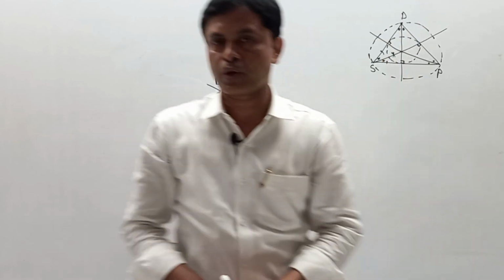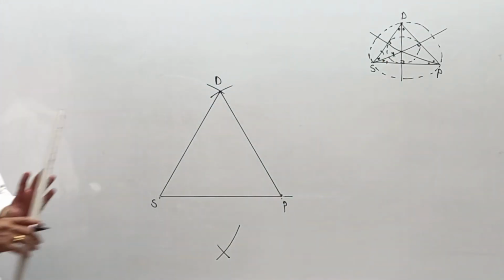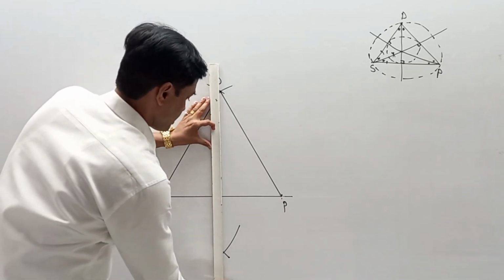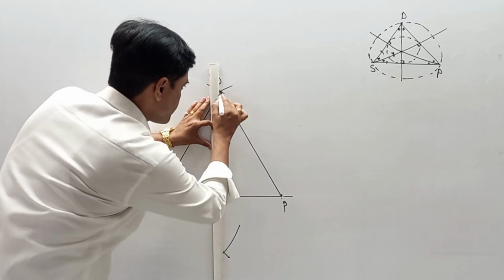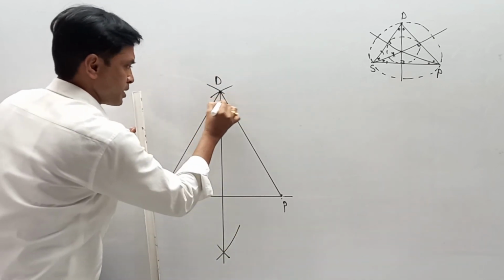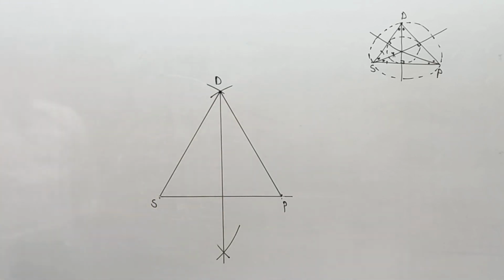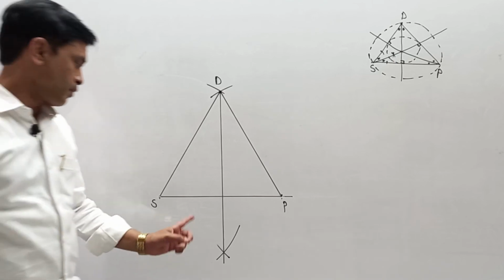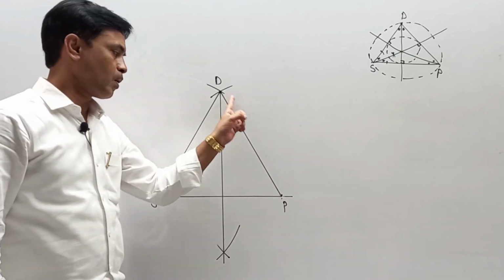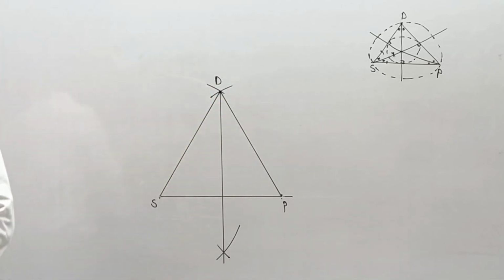Now why am I not going to draw the upper arc? The reason is that the upper arc is already available with us, and that is nothing but point D. Because we know that this is not only the angle bisector but also the perpendicular bisector. Now next part, for either angle S or P I have to draw the angle bisector, or for DP or DS we have to draw the perpendicular bisector.